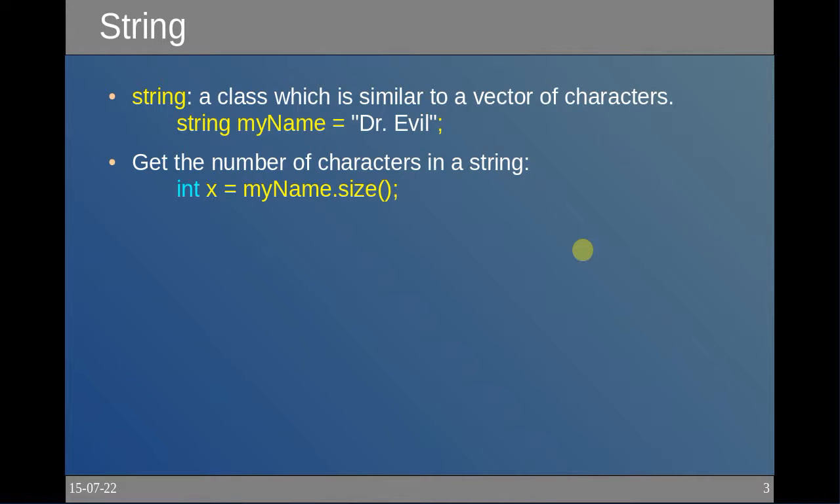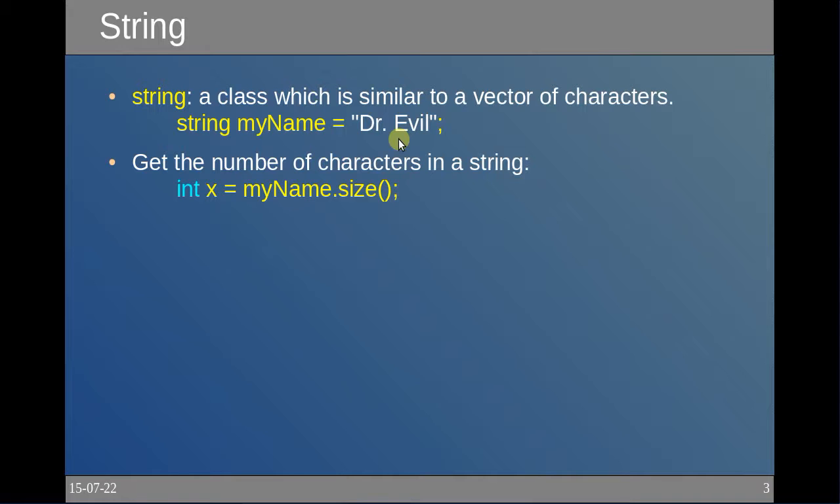Okay, so what is a string? Well, the basics are a string is a class. It's a data type in C++, and it's very similar to the vector class, so kind of similar to a vector of characters. We can create a string, as shown here, with string, make it a variable named myName, and say Dr. Evil is the name. Now I can do a number of things with it.